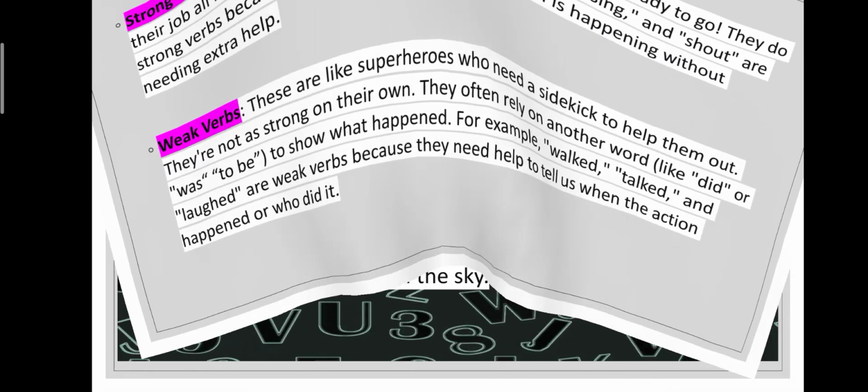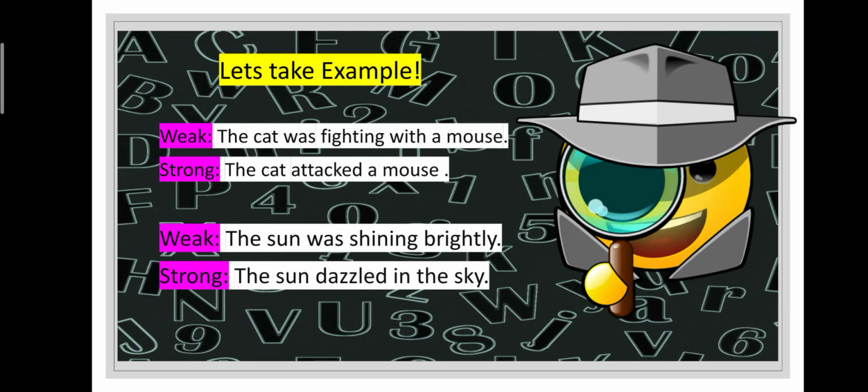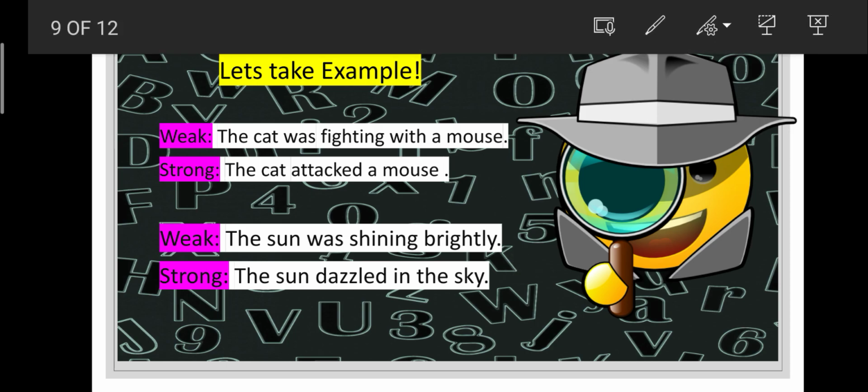So let's take an example, don't worry. A weak verb sentence: the cat was fighting with a mouse. So was fighting here is a weak verb because it is taking support of was. But a strong verb is attacked. The cat attacked a mouse. So change the weak sentence into this strong verb sentence. This sentence looks more fascinating and seems more interesting while reading. So make your writing interesting so that a reader gets influenced by it.